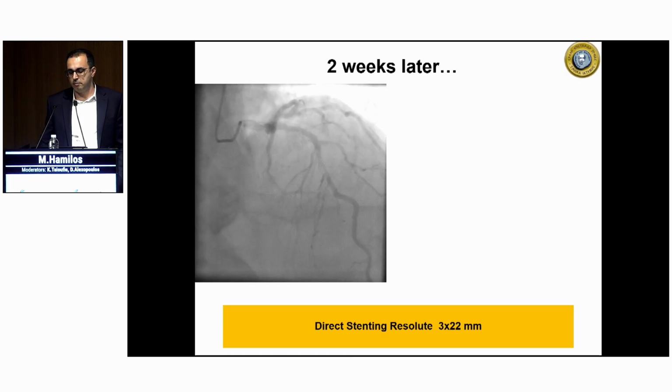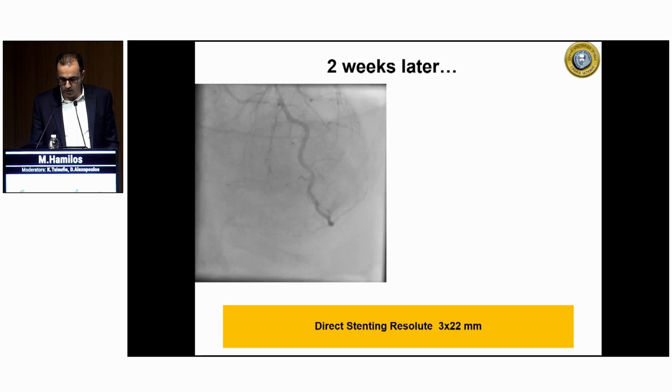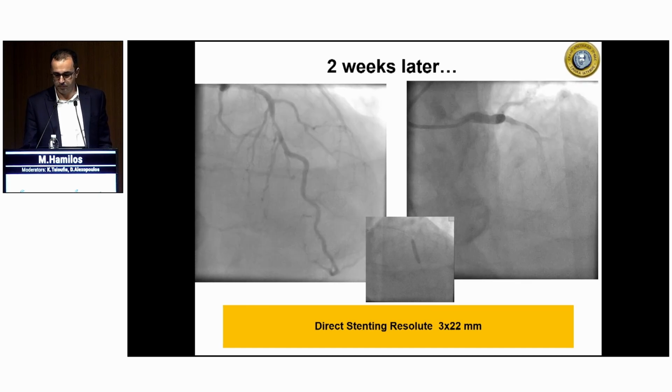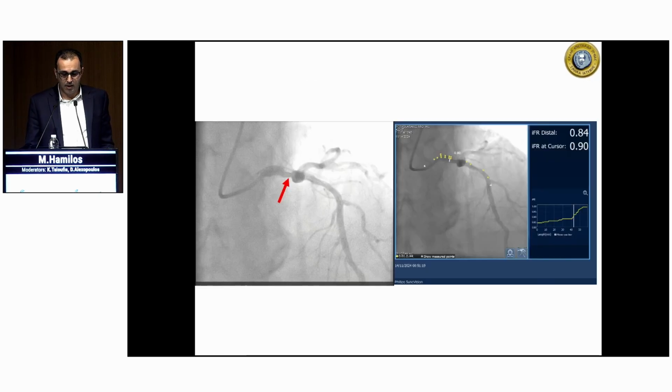So by putting the wire, the patient started to feel chest pain, so we decided to go with a direct stent in the mid-LAD, with a good result. And then, after some minutes, the patient was okay. We went on and did an iFR estimation. You can appreciate the dots. Each dot represents a delta 0.01 iFR value. And you can appreciate that the iFR distal was 0.84, and for this, the responsible was the left main.